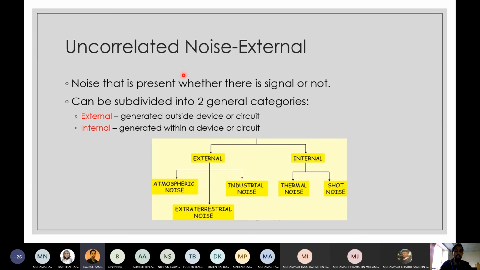And then for uncorrelated, we can look at external and internal. So these are common sense. Kalau you tengok, memang you boleh terus dapat. External is generated outside the circuit. Internal is generated within the circuit.